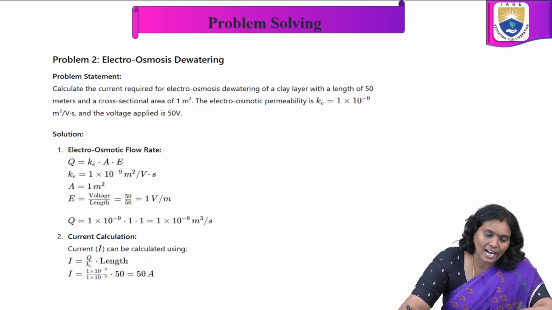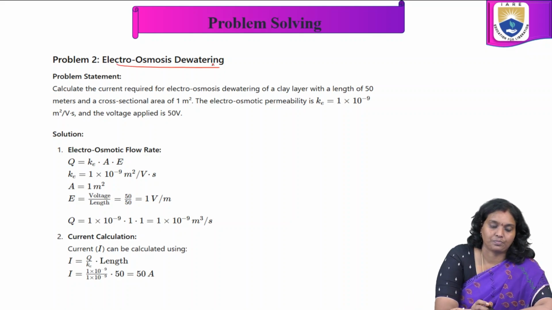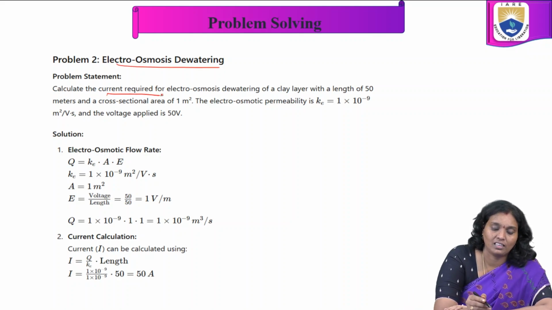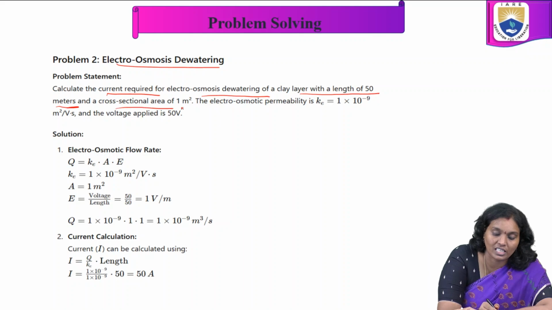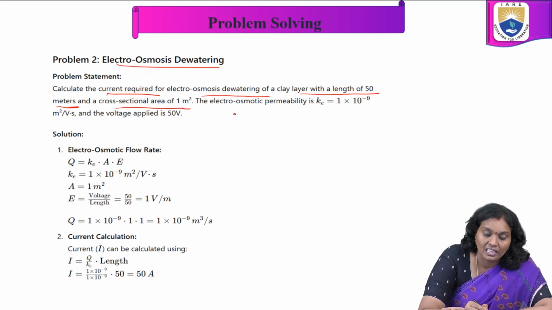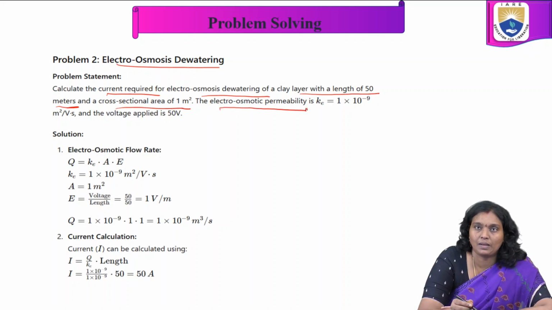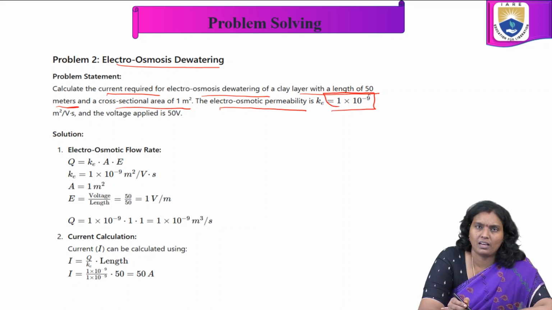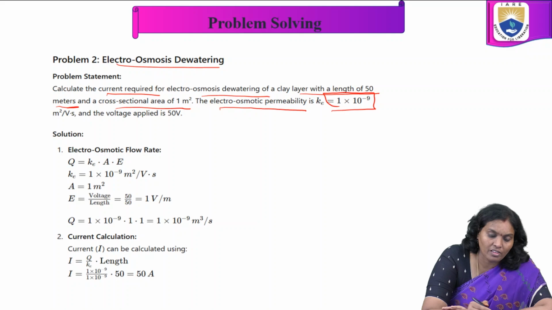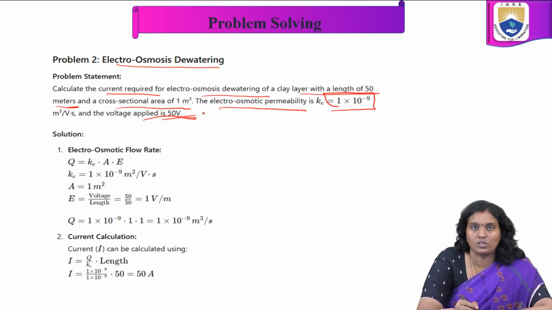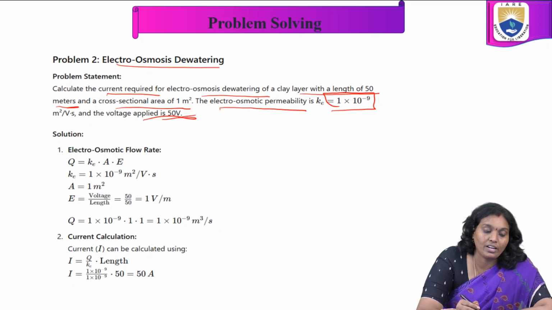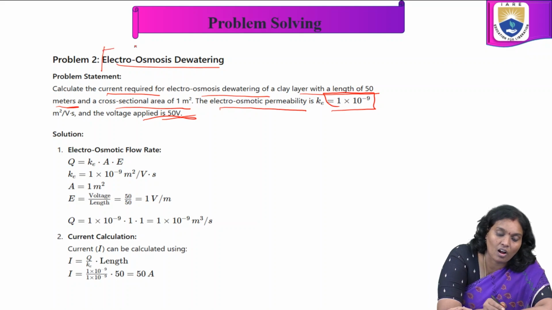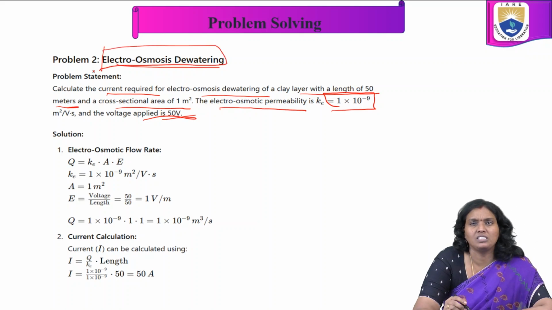Now one more kind: electro-osmosis dewatering. Calculate the current required for electro-osmosis dewatering of a clay layer with a length of 50 meters and a cross-sectional area of 1 meter square. The electro-osmotic permeability is 1 into 10 to the power of -9 meters per second per volt per meter, and the voltage applied is 50 volts. Here we mention electro-osmosis dewatering.